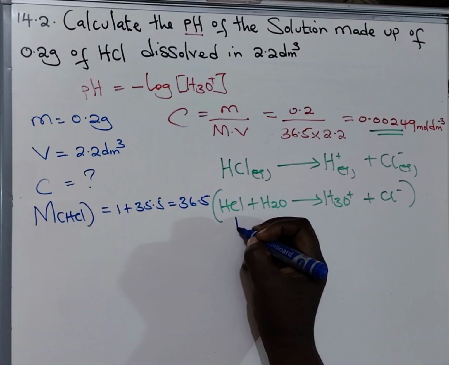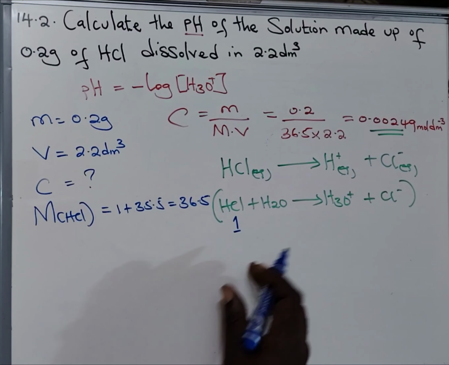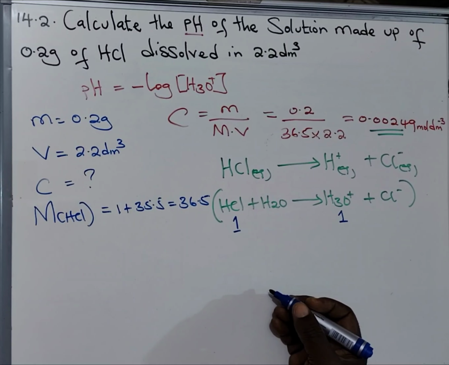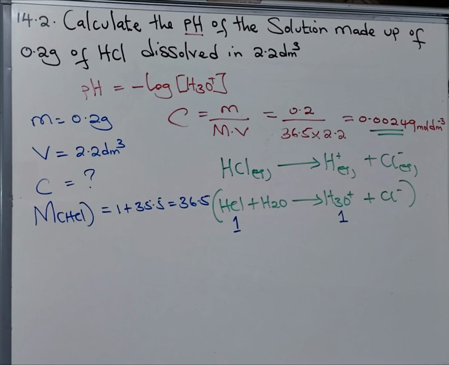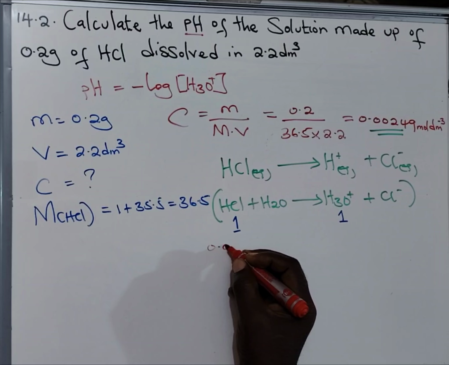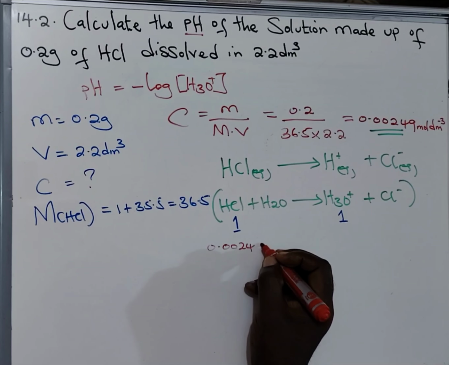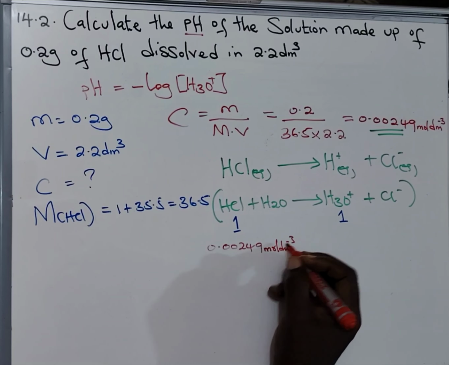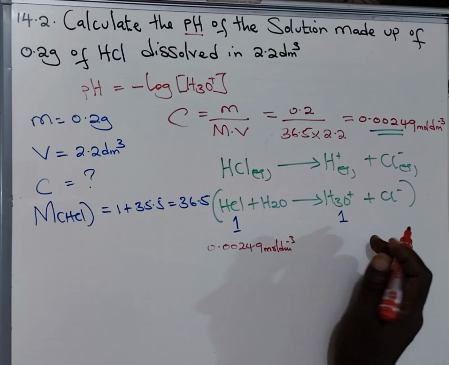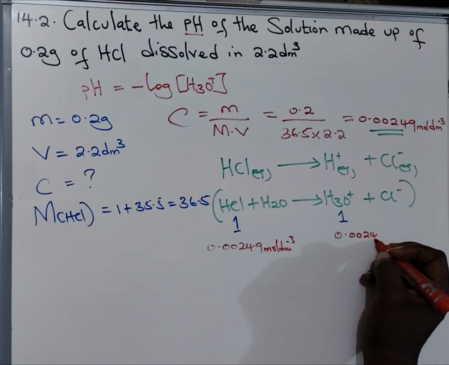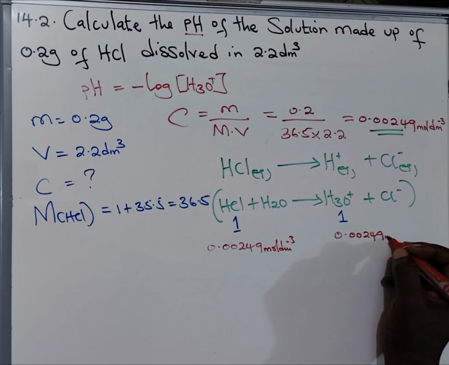Both equations release one piece of information: that 1 mole of hydrochloric acid releases 1 mole of hydronium ion. So the mole ratio is 1:1. What does that mean? That if you have 0.00249 moles per cubic decimeter as HCl, it will be the same concentration here, because the mole ratio is 1:1.